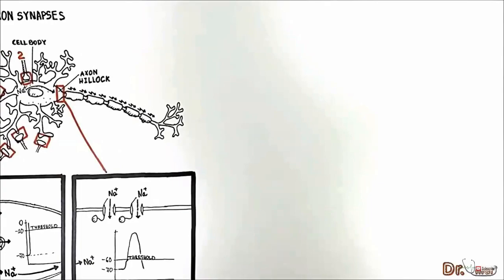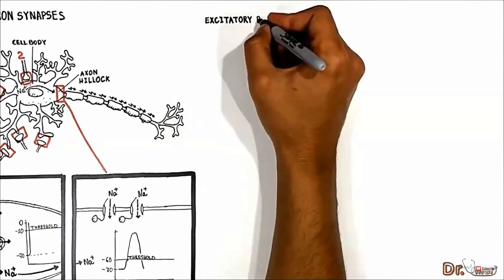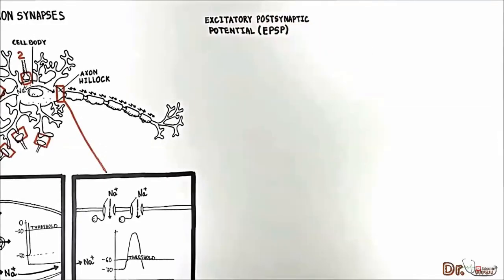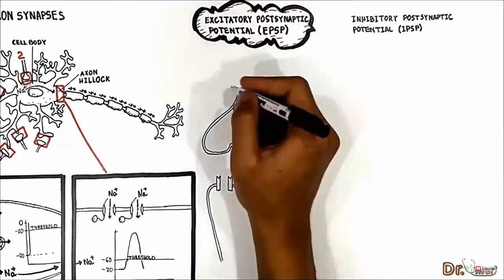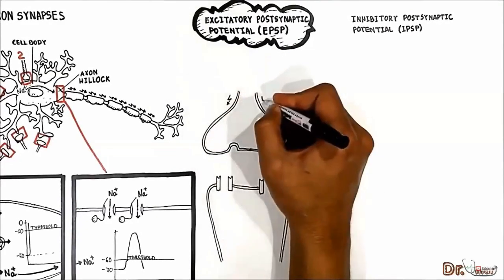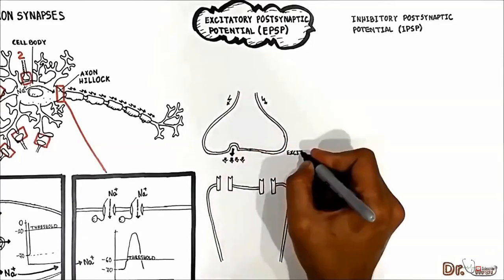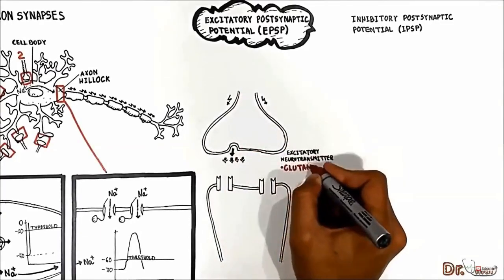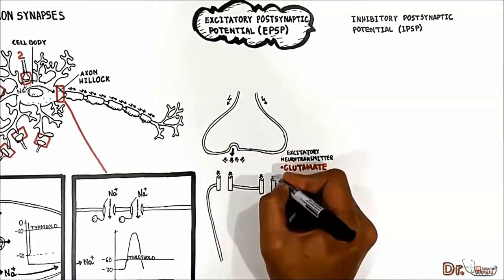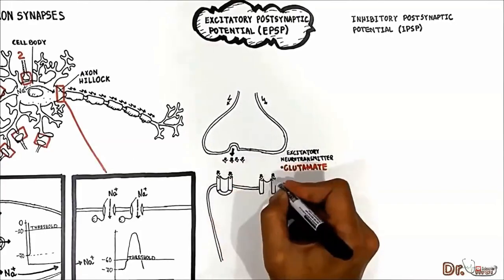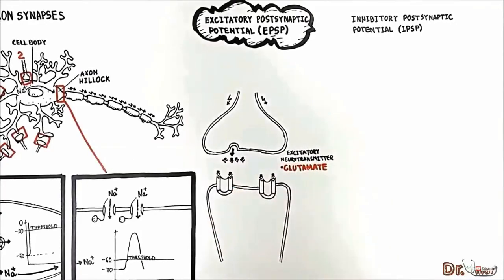In this part of the video, we will talk about the differences between the excitatory postsynaptic potential and inhibitory postsynaptic potential. First, let's talk about excitatory postsynaptic potential. When a presynaptic membrane depolarizes, let's suppose it releases glutamate, an excitatory neurotransmitter. Glutamate attaches to its receptor in a postsynaptic membrane and opens non-selectively permeable channels for sodium and potassium.